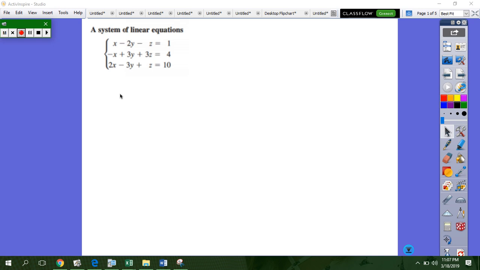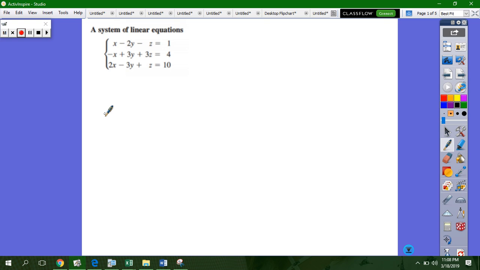So the first thing you want to do is eliminate a variable. It doesn't matter which variable. In my case, I'm looking here and it's either the x's or the y's that look really nice. I'm going to go ahead and eliminate the x's by adding row 1 and row 2 together. So sometimes I just say row 1 plus row 2, and here's what I get. When I add those together, I get y plus 2z equals 5.